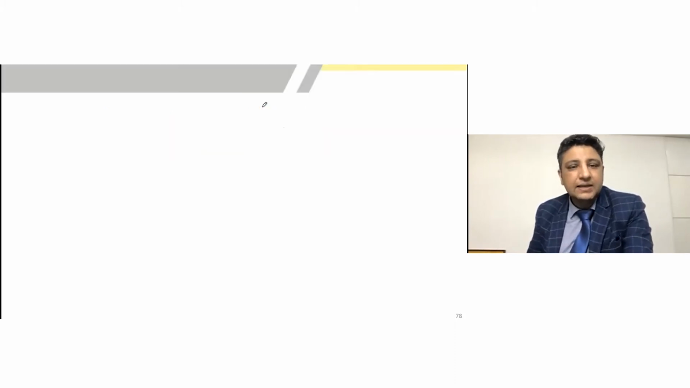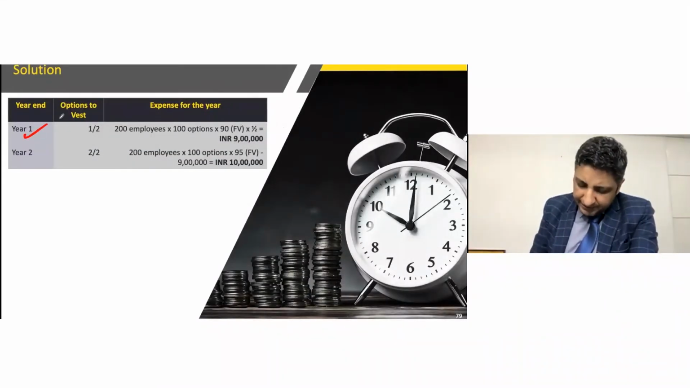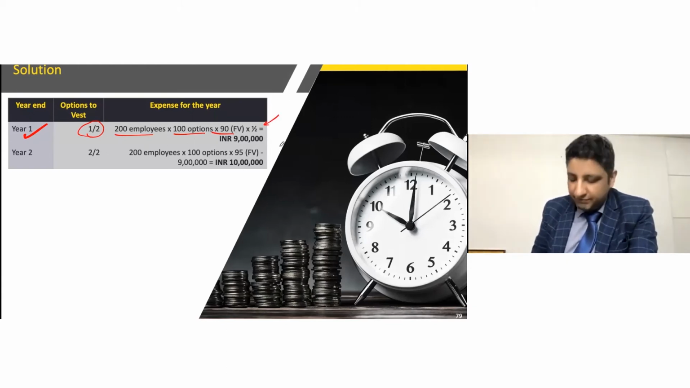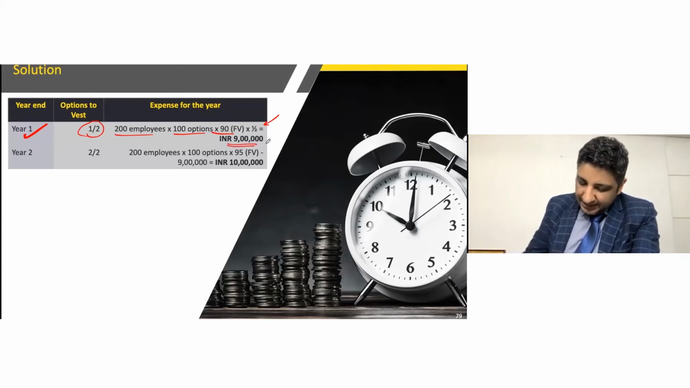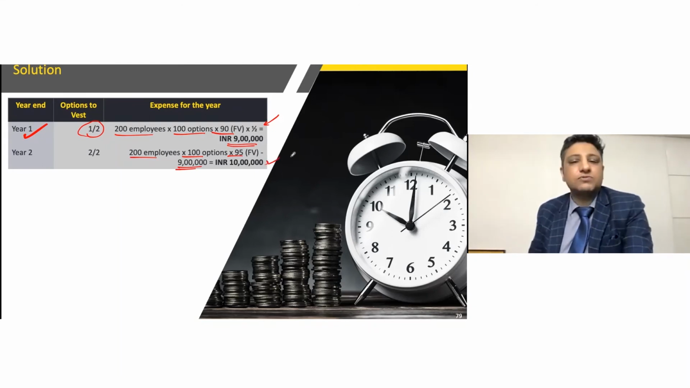All right, let's have a look at the formal solution in this case. Of course, we have provided for year one. Half of the options would be vested, which simply means 200 employees into 100 into 90, which is the fair value of that particular option. I will take half of the value, which comes to 9 lakh rupees. At the end of year two, my total cost would have been 200 into 100 into 95, which makes it, of course, 19 lakhs. I will reduce 9 lakh rupees out of that, which means that my cost for year two is going to be 10 lakh rupees.